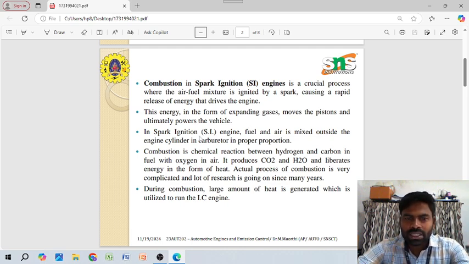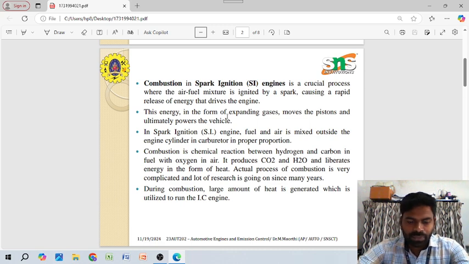And then in the spark ignition engine, fuel and air are mixed outside the engine cylinder, in the carburetor, in proper proportion. So this is the special feature of the SI engine. The air fuel mixture is mixed externally in a component called a carburetor in the proper ratio, and then this air fuel mixture is fed into the combustion chamber while the engine is in running condition.